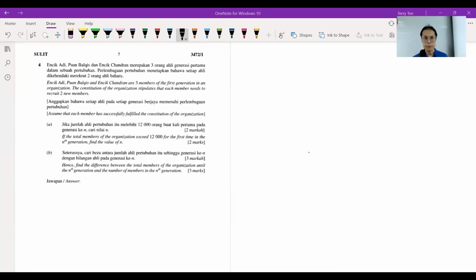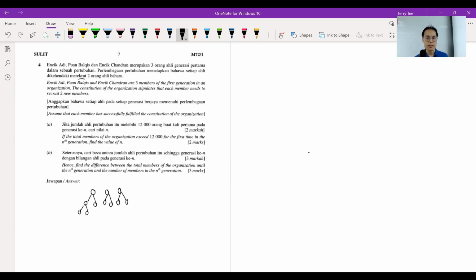Question number 4. This is from the chapter Janjang, progression. And in this case, it's a geometric progression. So Encik Adi, Puan Balkis, dan Encik Chandra merupakan 3 ahli generasi pertama dalam suatu pertubuhan. Perlembagaan pertubuhan menetapkan bahawa setiap ahli dikehendaki merekrut 2 ahli baru. Okay, so it looks like this. They are the 3 members of an organization. They are supposed to recruit 2 new members. It's like a direct selling company thing, right? So everybody recruits 2. Okay, and then each generation, right? Okay, they say anggapkan setiap ahli pada setiap generasi berjaya memenuhi perlembagaan pertubuhan.